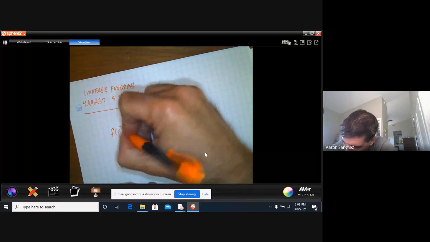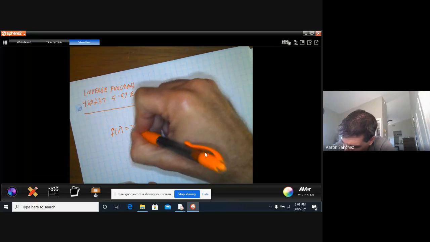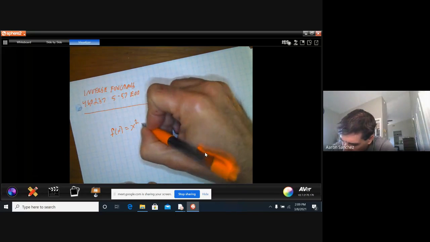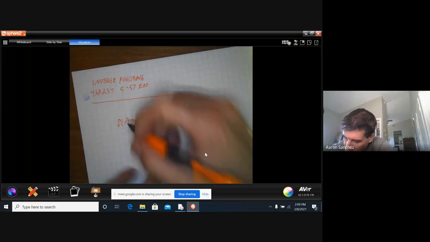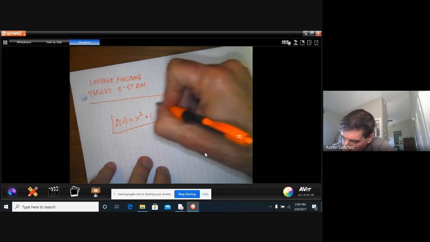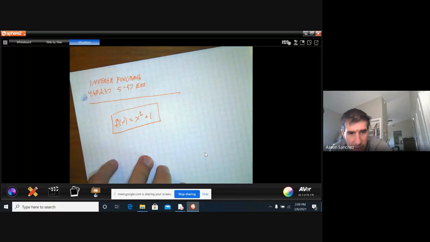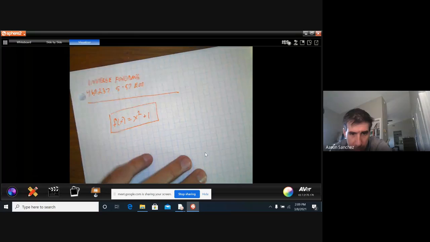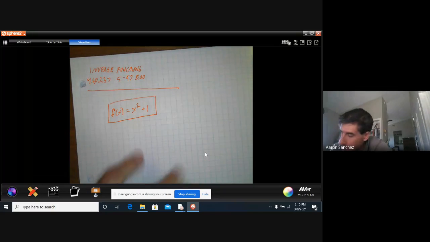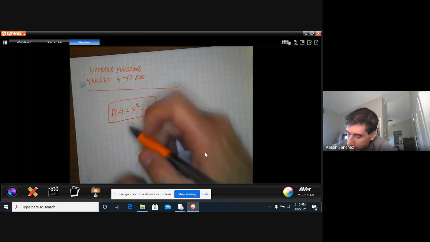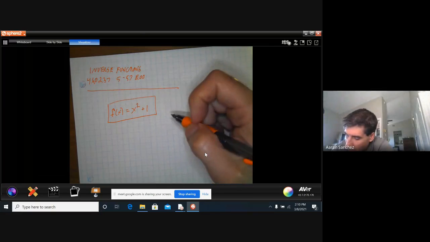f of x equals x squared plus 1. Let's take that function here, the orange function. Now, what is the inverse of f of x equals x squared plus 1? Well, here's how you solve for the inverse. We're just taking notes, so follow along. Here are the steps to solve for the inverse.